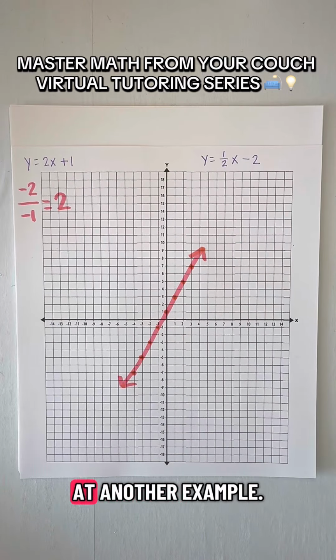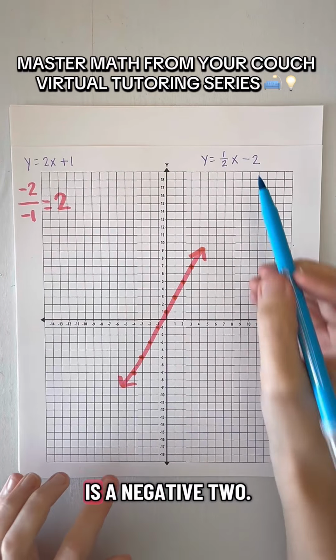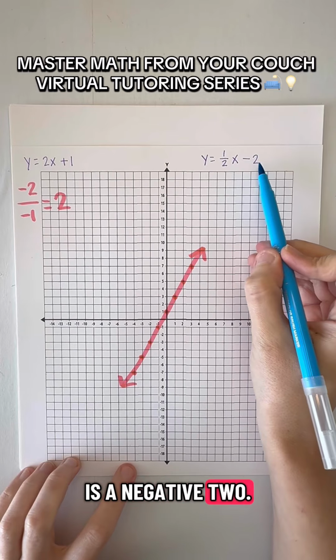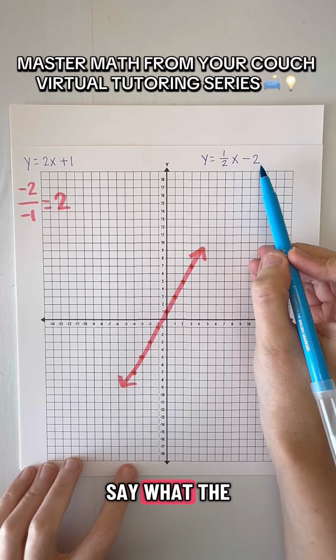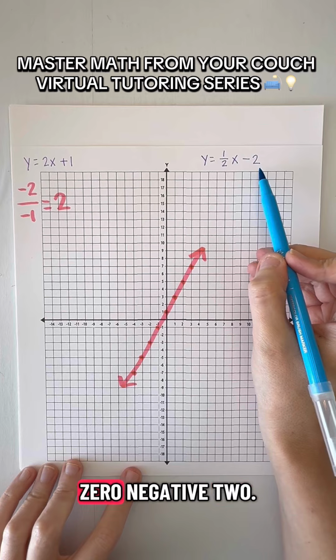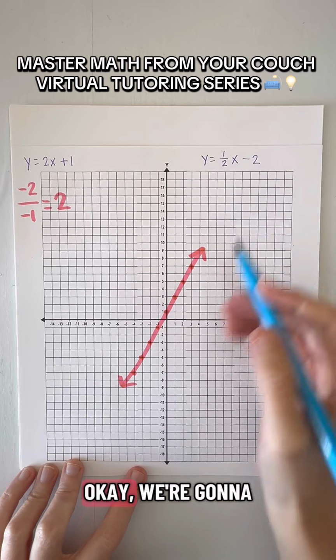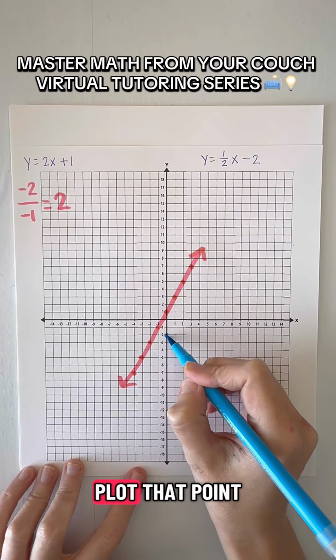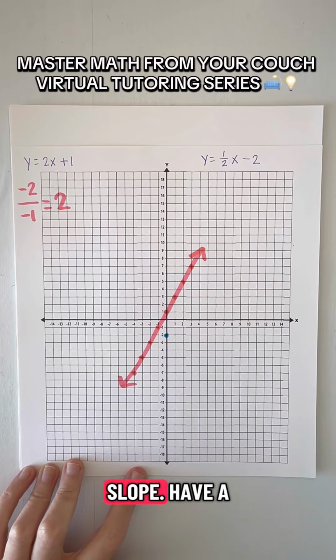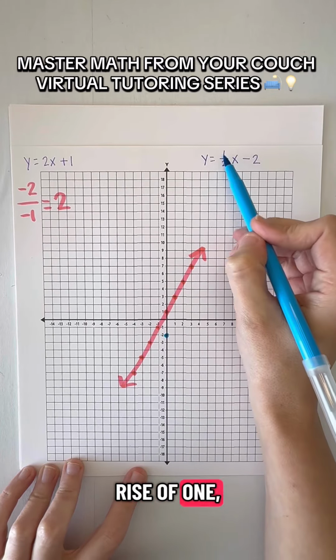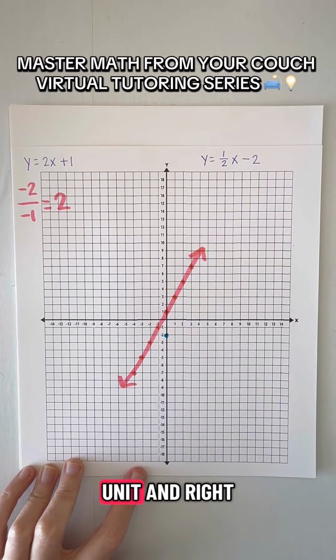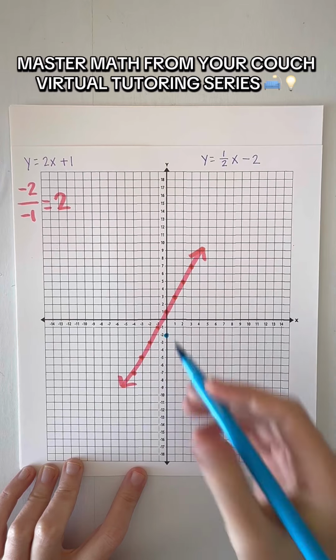All right, let's look at another example. You need to notice that it is a -2. So we're going to say the y-intercept is 0, -2. Okay, we're going to find 0, -2, plot that point right there. Look at the slope. Have a rise of 1, run of 2. Go up 1 unit and right 2 units.